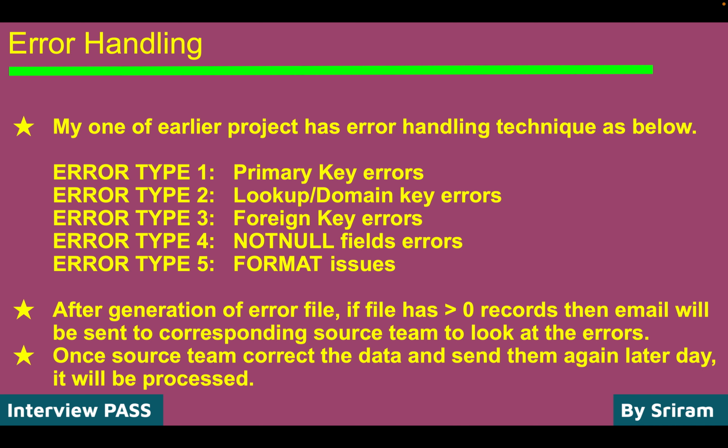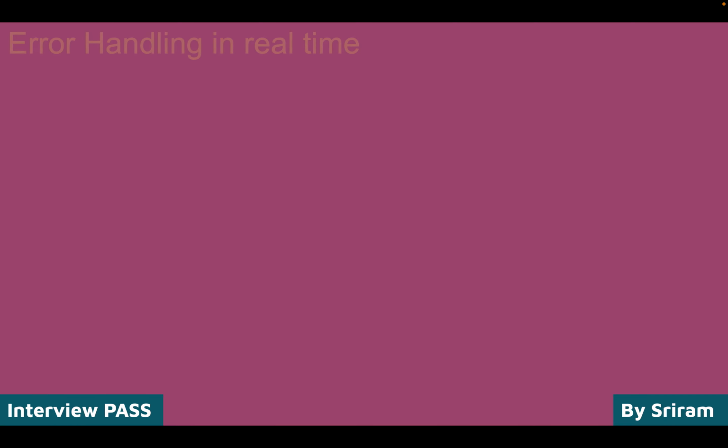After generation of this error file with all these error codes, if the file has greater than 0 records for a particular load, then that file has to be sent to all production teams and analysts so that they will analyze the errors and ask the source system what they have to do with that, or whether reprocessing is possible. Once the source team corrects the data and sends it again the next day, we'll process that data. That's what the reprocessing concept is.